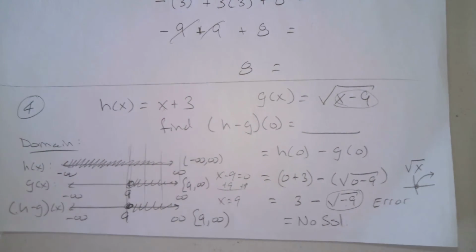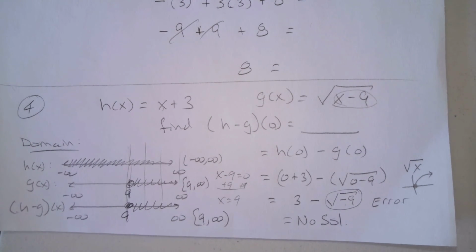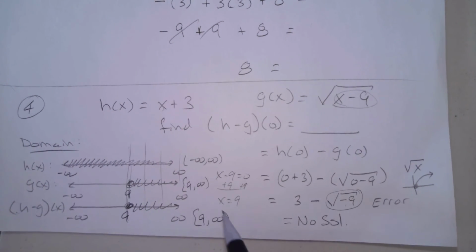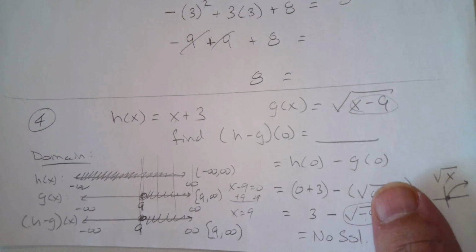So basically, it's the smallest of the sets where they overlap. Alright. So that looks at the domains also.